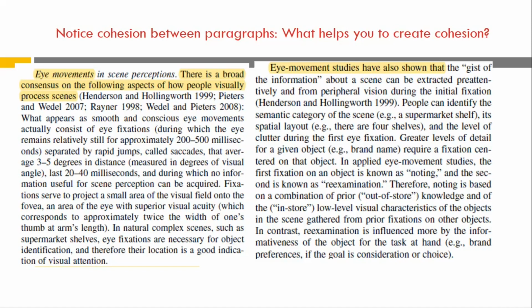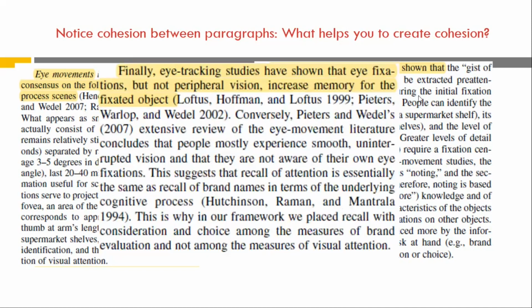You see, so the person is transitioning from one idea, from the first idea about eye movement studies, to the second. And simply by adding something as short and concrete as also, you're doing the work. You're showing the cohesion or the link between paragraphs. Finally, paragraph 3, after this one, it says, literally finally, eye tracking studies have shown that eye fixations, but not peripheral vision, increase memory for the fixated object.